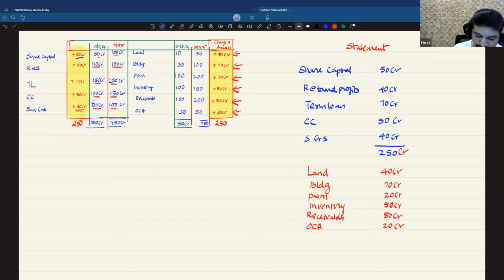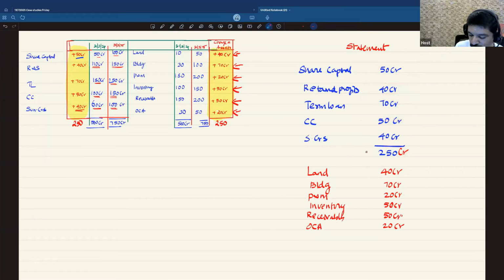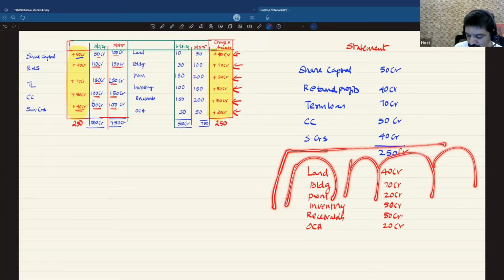Let me tell you, you are literally seeing the waterfall because the money flowed into this company during the year through share capital, retained profits, term loan, sundry creditors, and it became like a dam. So imagine this is the dam, and these are all the shutters.